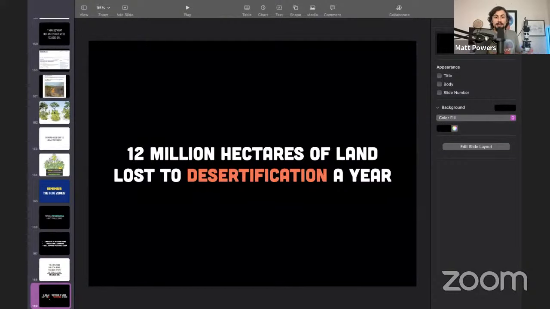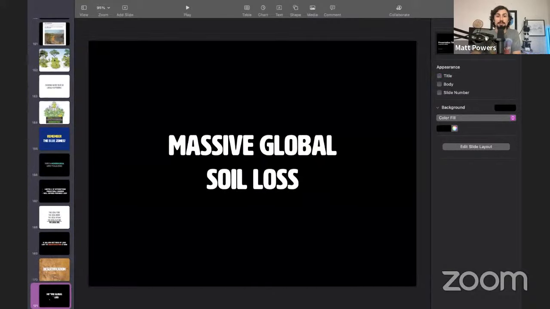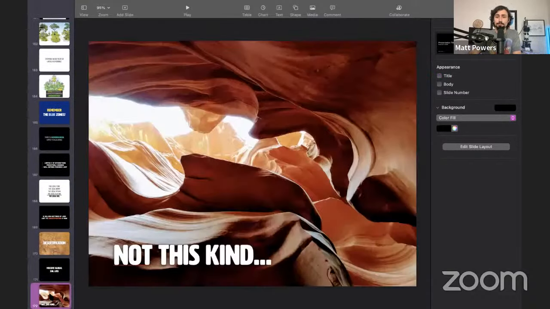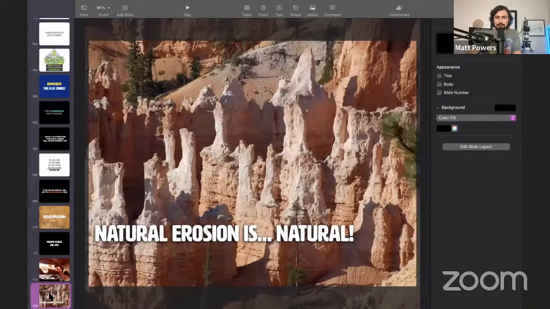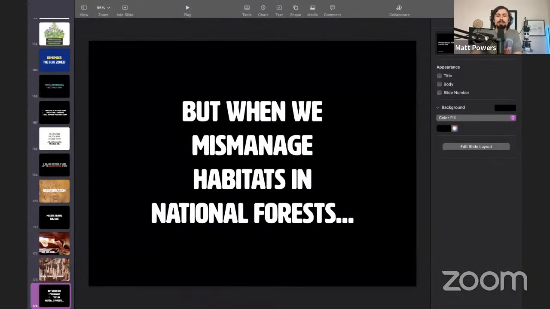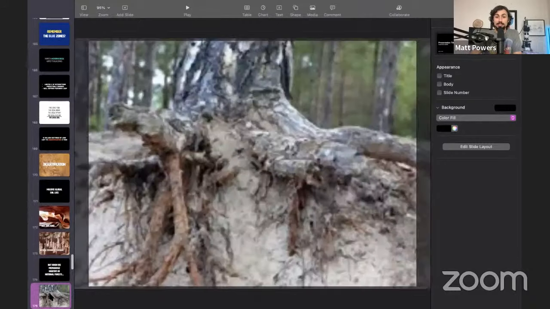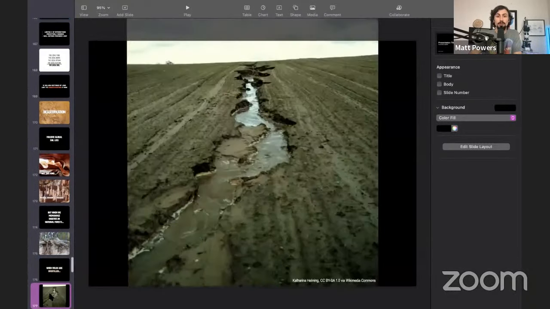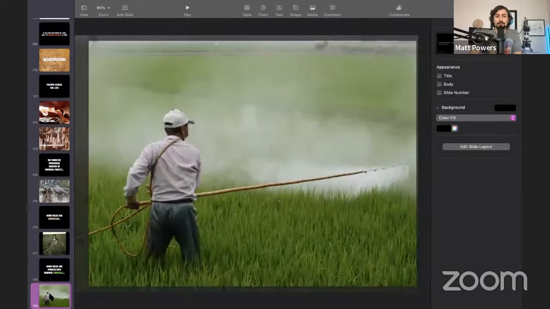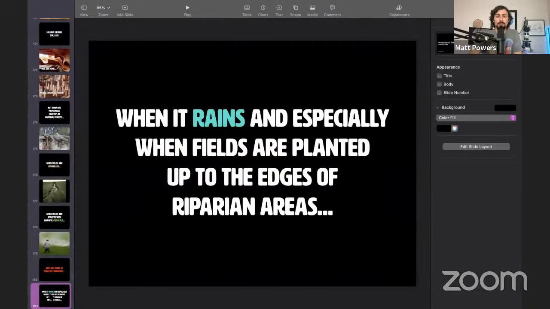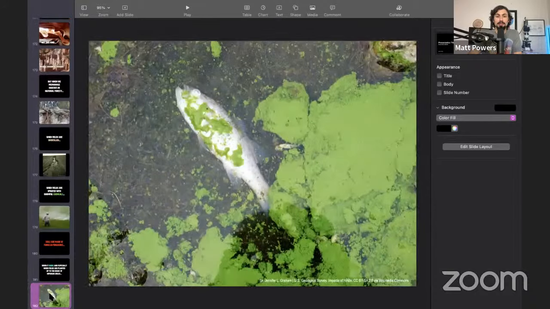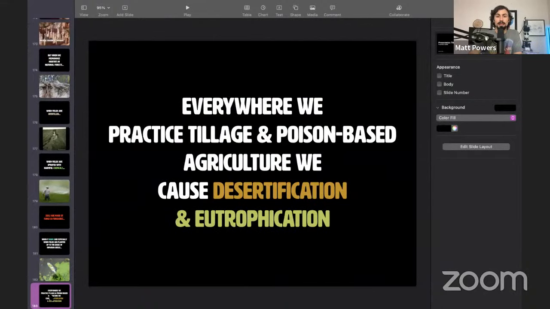And right now, 12 million hectares of land is lost to desertification a year. Desertification is the death of soil, and it's the loss of the topsoil. Natural is natural, right? But when we mismanage our habitats in farms and in national forests, we lose our soil. And you guys know the story. We're seeing all these soils run away and kill our rivers, streams, our deltas. And everywhere this type of farming has been practiced, there's been desertification and eutrophication.